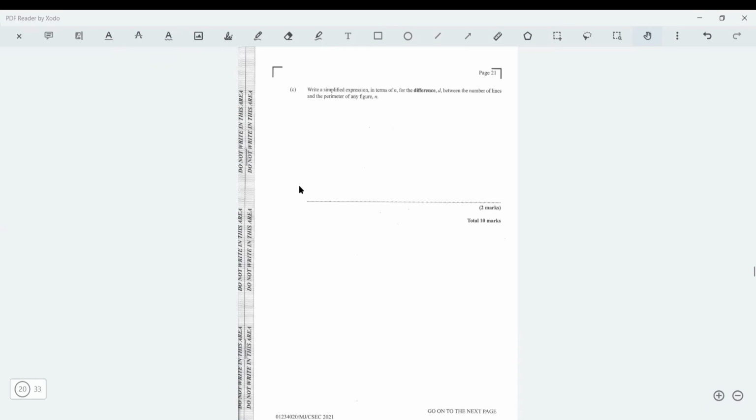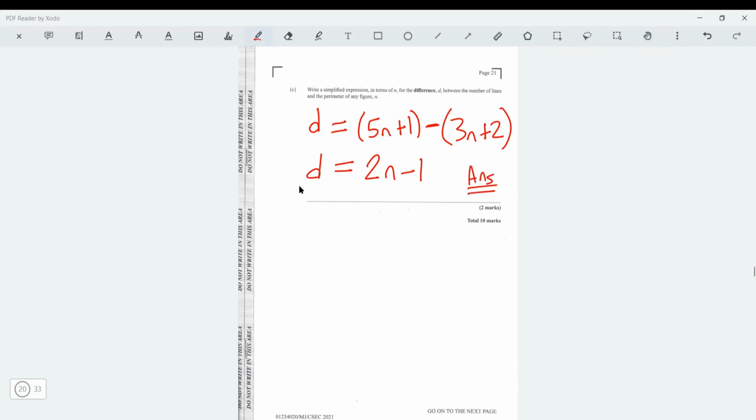It says, write a simplified expression in terms of n for the difference between the number of lines and the perimeter of any figure. So write a simplified expression. So d is equal to the number of lines, given by 5n plus 1, minus the perimeter, given by 3n plus 2. Now 5n minus 3n is 2n. 1 minus 2 is negative 1. So that's the difference between the number of lines and the perimeter: 2n minus 1. And that takes care of this question right here.